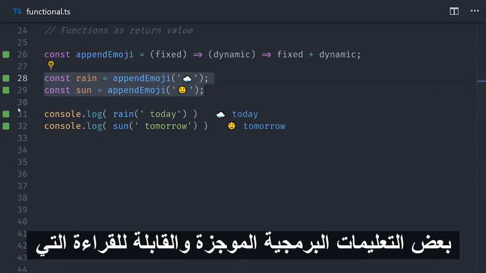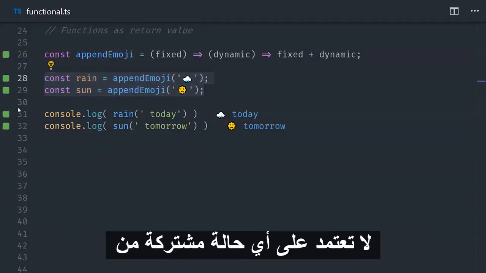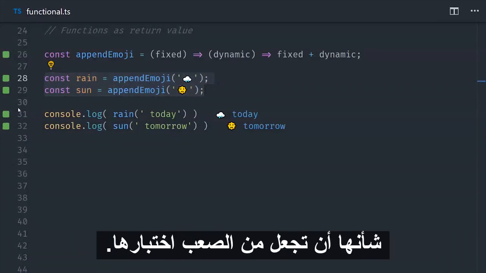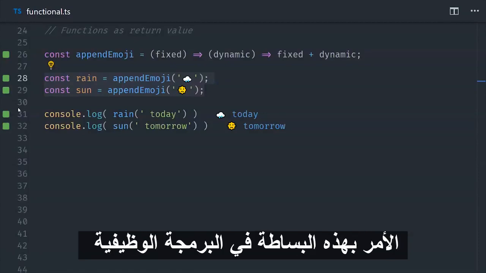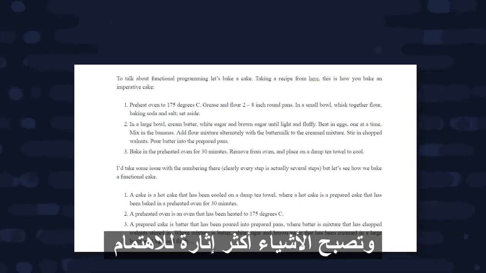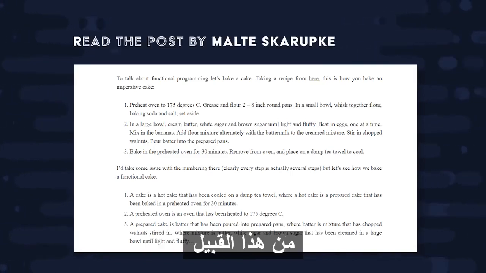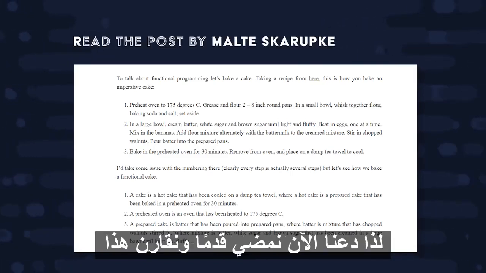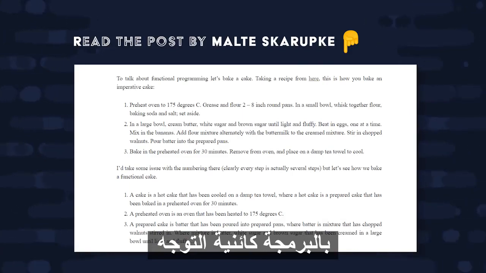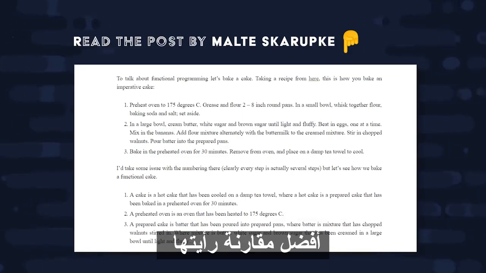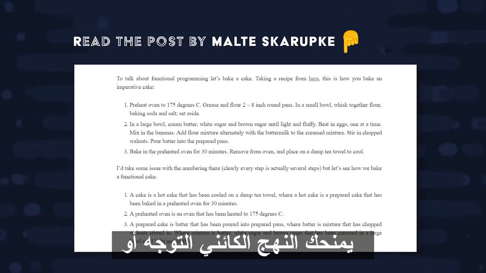The end result is some concise and readable code that doesn't rely on any shared state that would make it difficult to test. That's about as basic as it gets for functional programming, and things get a lot more interesting when you have asynchronous data and side effects and things like that. So now let's go ahead and compare this to object-oriented programming. The best comparison I've seen is to a baking recipe. I'll have a link to that in the description.